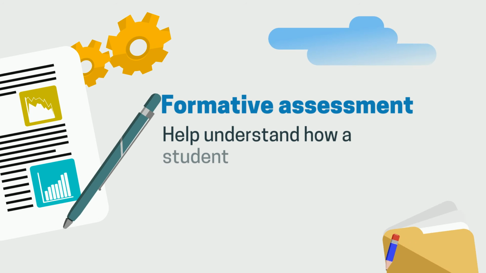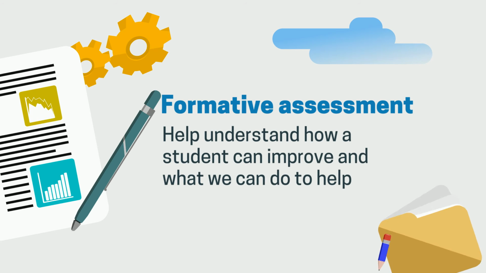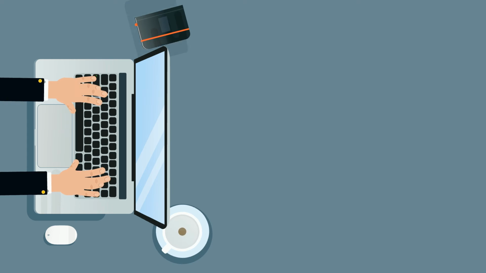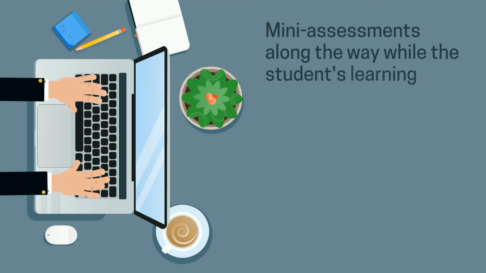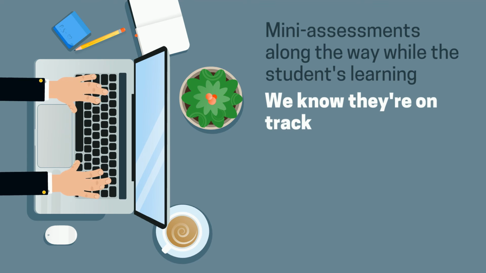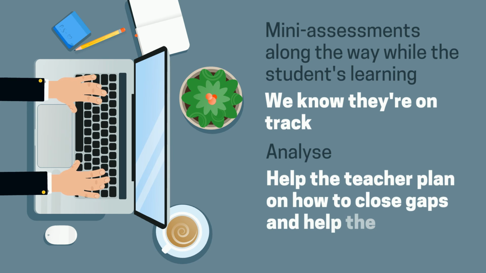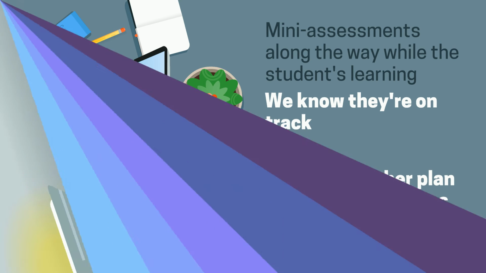Formative assessments help understand how a student can improve and what we can do to help. As part of a formative assessment, we will ask questions, or we will set mini-assessments along the way while the student's learning to try and make sure that we know they're on track with what we're doing. We have to then analyse how well the student has done so we can help the teacher plan on how to close gaps and help the student improve.